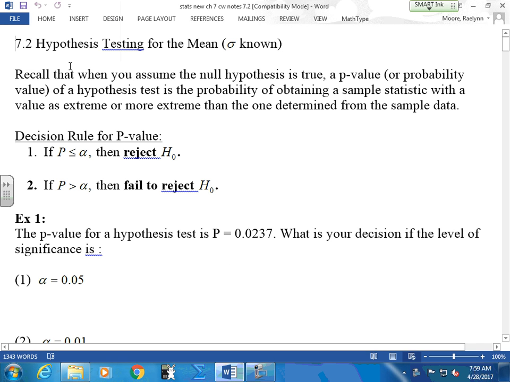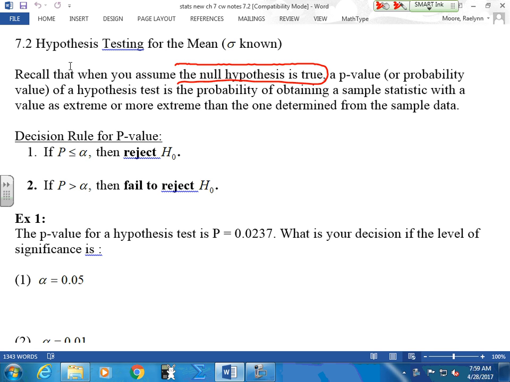The important thing is this part right here. Recall that when you assume the null hypothesis is true, and we're going to test the null hypothesis, no matter which way it ends up to be, that's the one we test, the null hypothesis. So if you want your things to have certain ways to say it, that's what you're going to worry about. And I printed out a couple of these sheets because we're going to be using these.